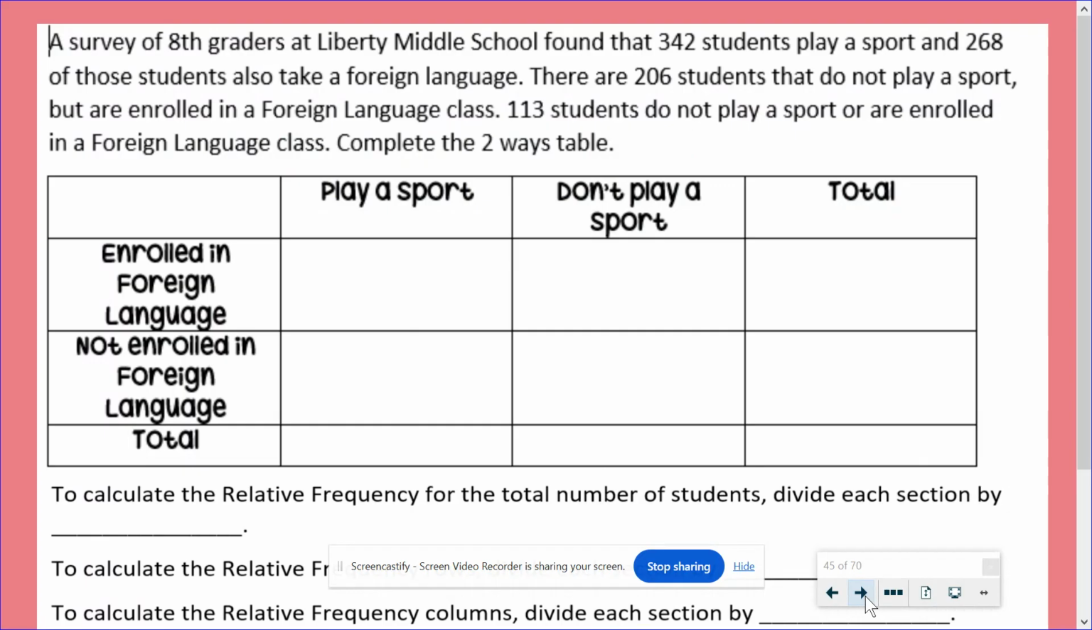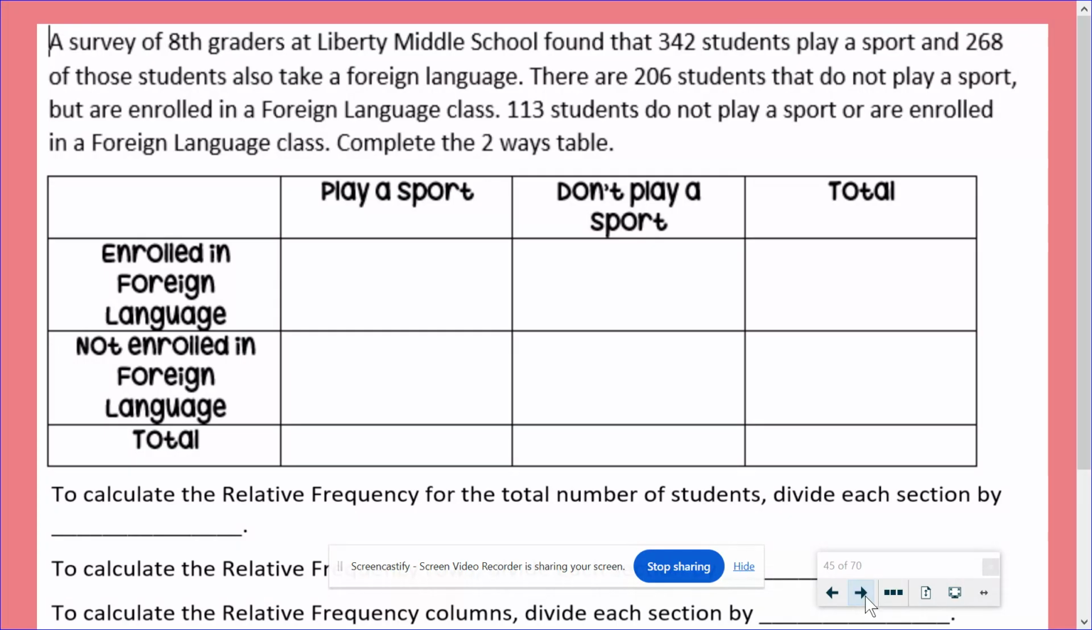All right. A survey of 8th graders at Liberty Middle School found that 342 students play a sport, and 268 of those students also take a foreign language. There are 206 students that do not play a sport but are enrolled in a foreign language class. 113 students do not play a sport or are enrolled in a foreign language class. Complete the two-way table. So let's take a peek at this one.